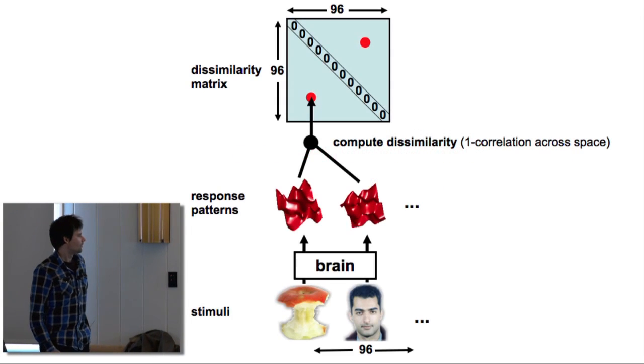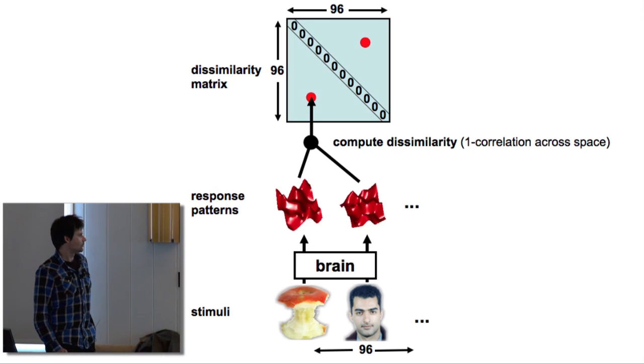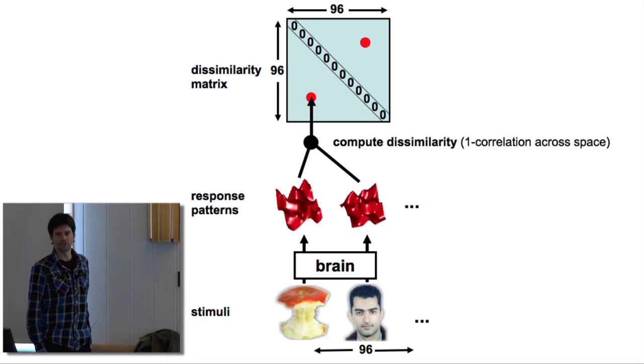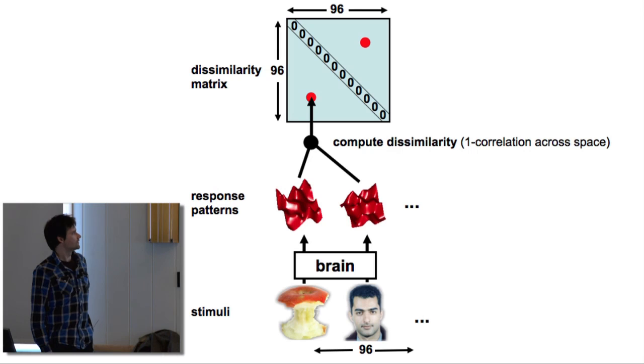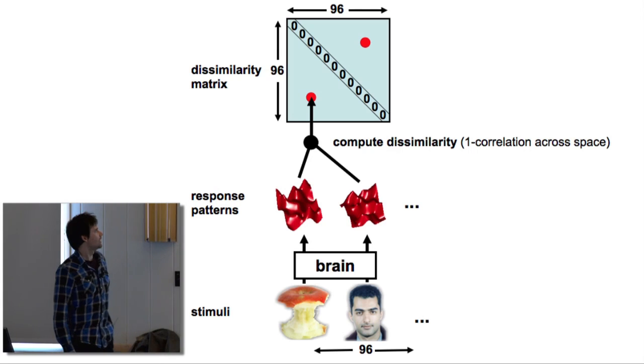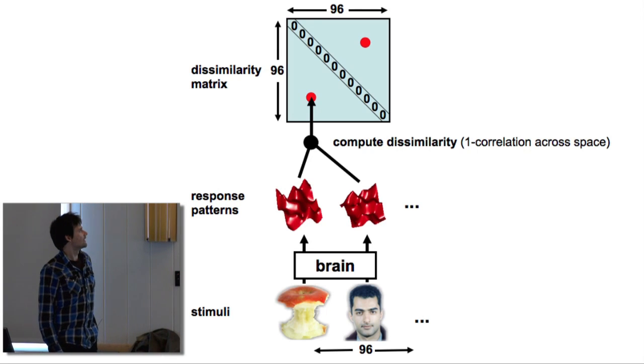So what is that? We present a number of stimuli, and for each stimulus presented to the brain, we estimate a response pattern in a given region of interest. And then we compare these response patterns, and we compute a dissimilarity, typically as 1 minus the correlation over space. But it's interesting also to explore other distance measures for that. And so this gives us a matrix, because the matrix tells us this dissimilarity for each pair of the stimuli. So it's indexed vertically and horizontally by the stimuli, and symmetric about a diagonal of zeros, typically.